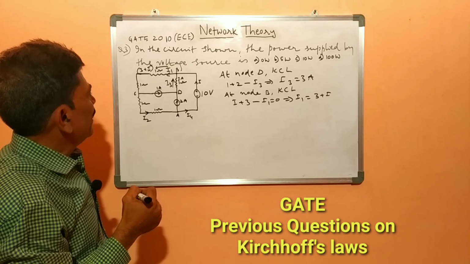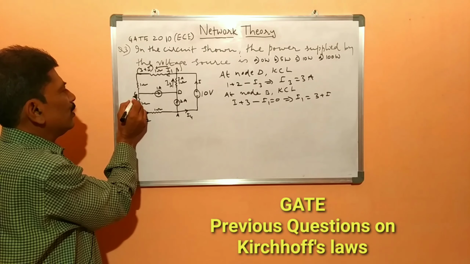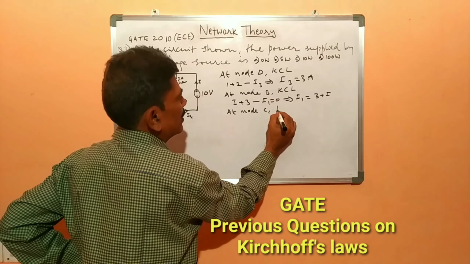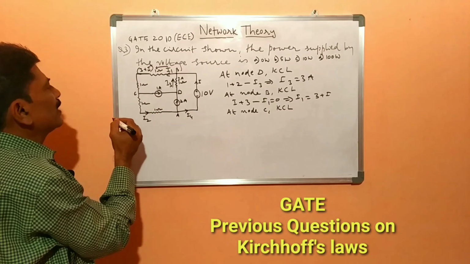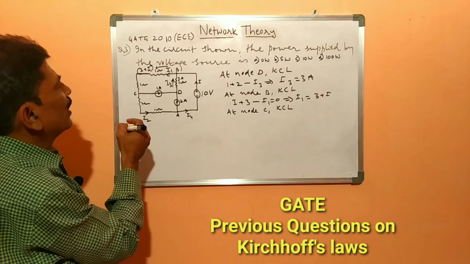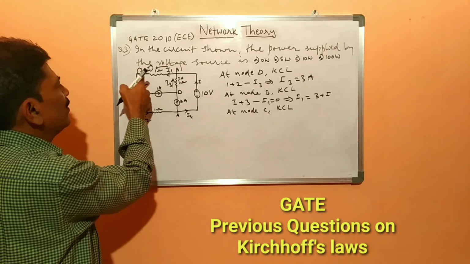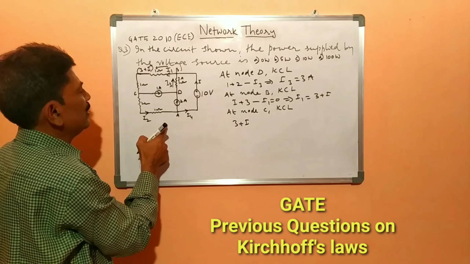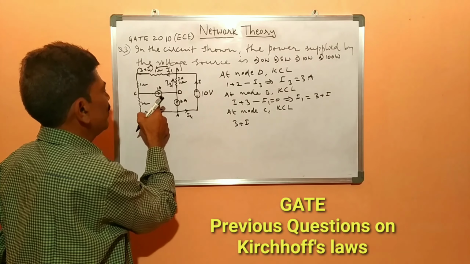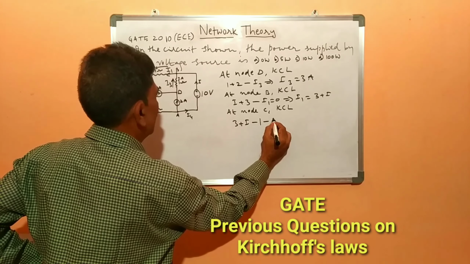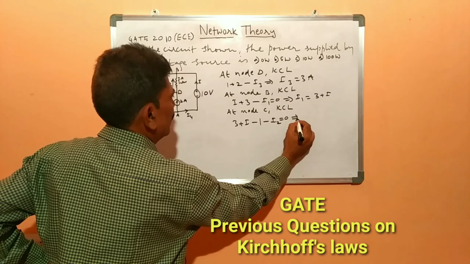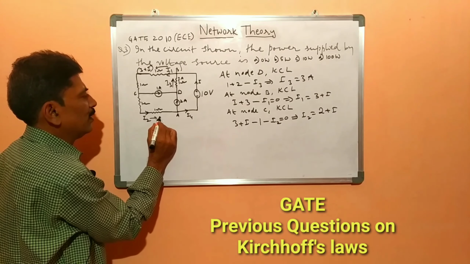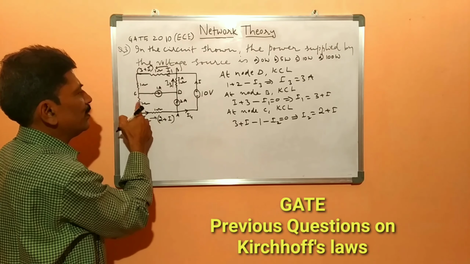Next, let us apply Kirchhoff current law at node C. At node C, what are the currents entering? I1 is entering, so 3 plus I. I2 is leaving and 1 ampere is also leaving. So 3 plus I minus 1 minus I2 is equal to 0, which implies I2 is equal to 2 plus I. So I'll write 2 plus I here. 2 plus I is the current which is flowing in this branch.